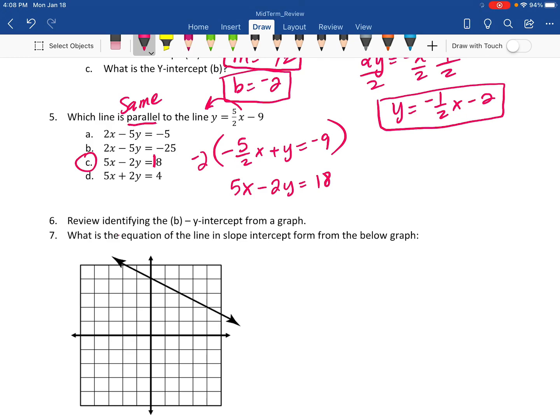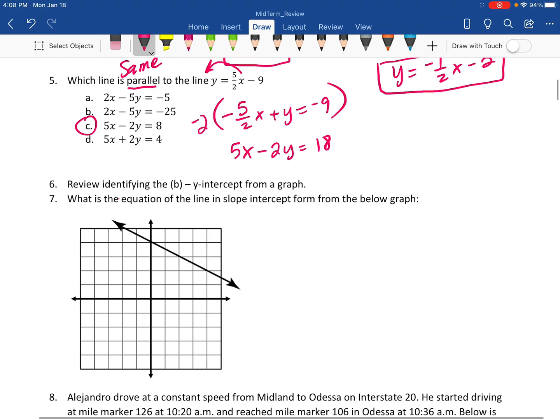And actually, technically, let me rephrase that. No, that shouldn't be an 18. That should be 8. 8 would work fine. It has to be different y-intercepts. So technically, this is fine. It has the same 5x, negative 2y here. So this constant here, that 18, is related to our y-intercept.